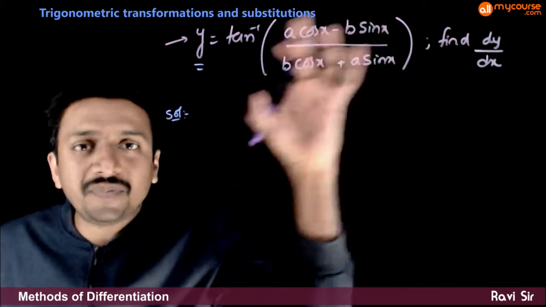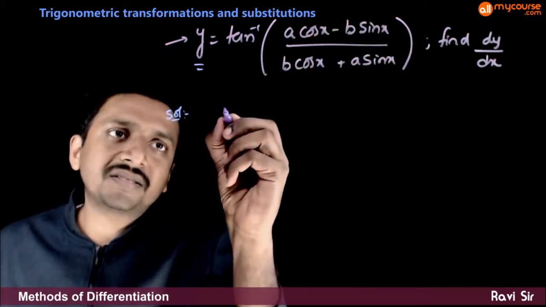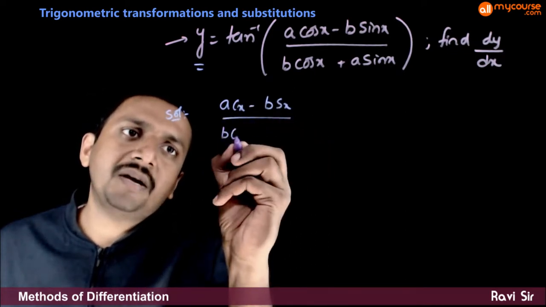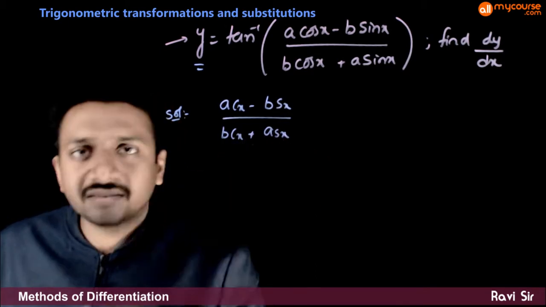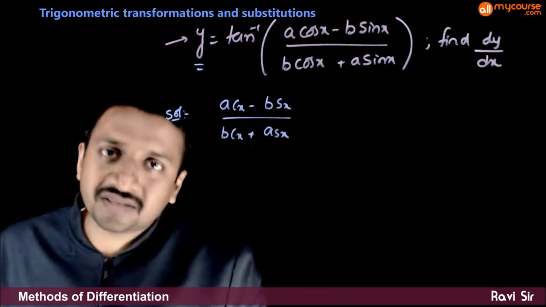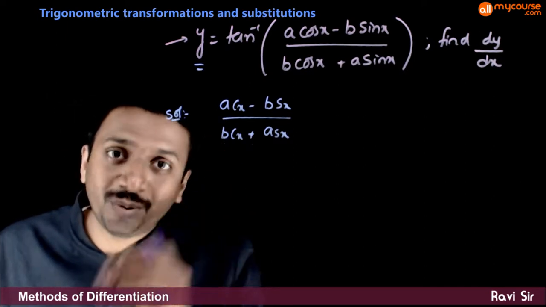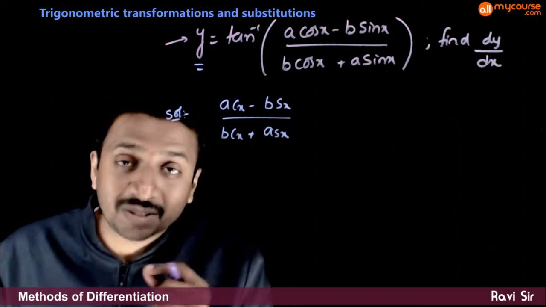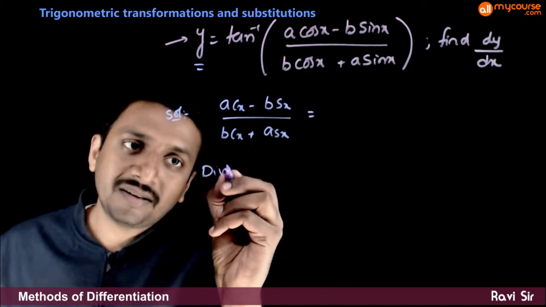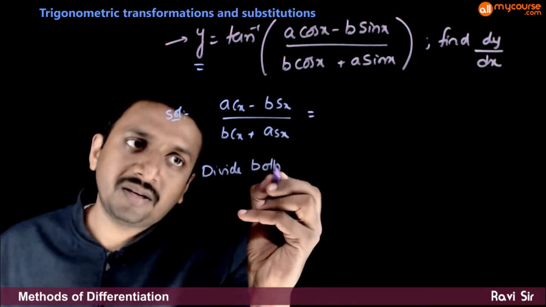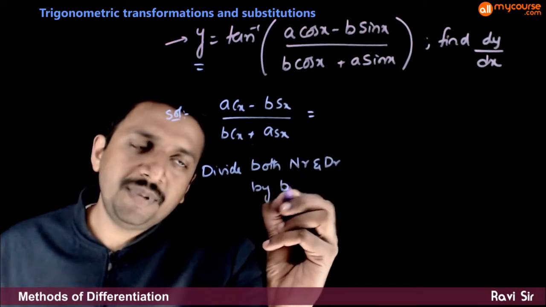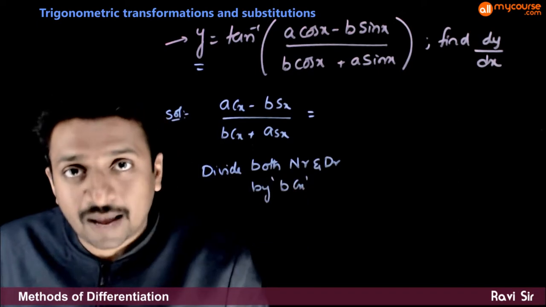So let us first try to simplify this. What I do is, for a cos x minus b sin x by b cos x plus a sin x, I'll divide both numerator and denominator by b cos x. So let us see what happens if I do that. Please remember this question, it is special. So if you divide both numerator and denominator by b cos x, see what magic happens.